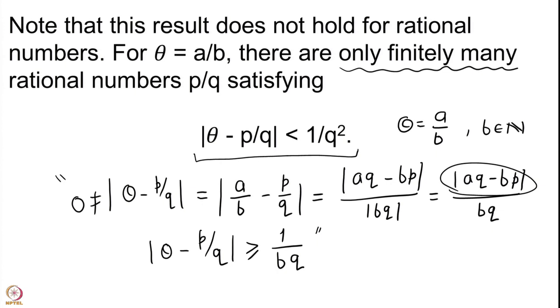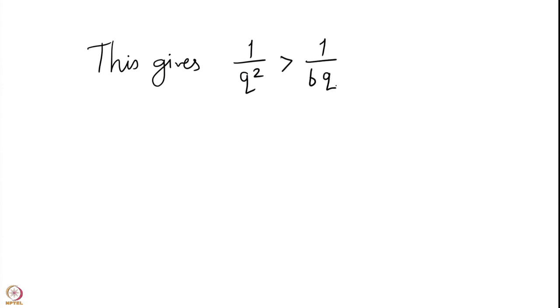And if you now also want theta minus p by q to satisfy this inequality, then you would want 1 upon q square to be bigger than mod theta minus p by q, which is anyway bigger than or equal to 1 upon bq. So, we forget the middle part and get the inequality: 1 upon q square strictly bigger than 1 upon bq. Q is a natural number, we can just cancel that, which gives us that 1 by q is bigger than 1 by b, and so q can at best be less than or equal to b. So, there are only finitely many choices.